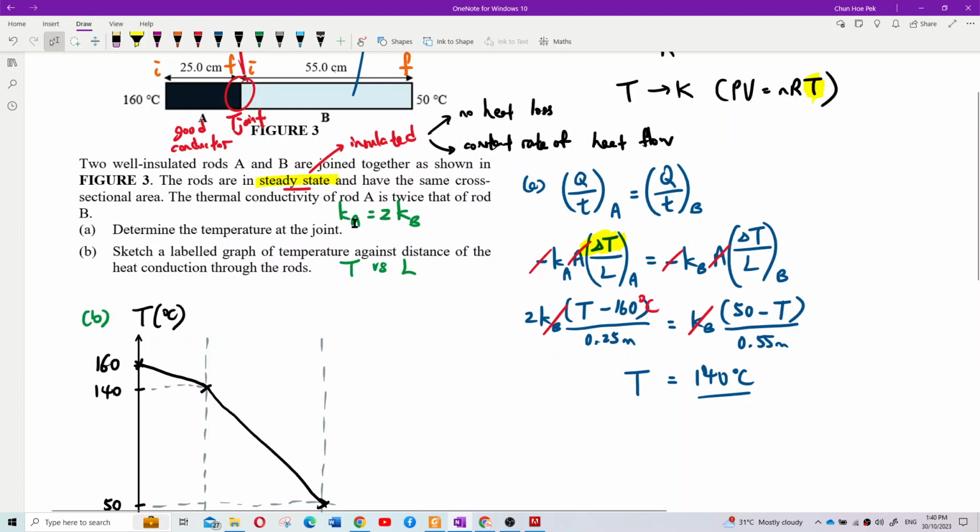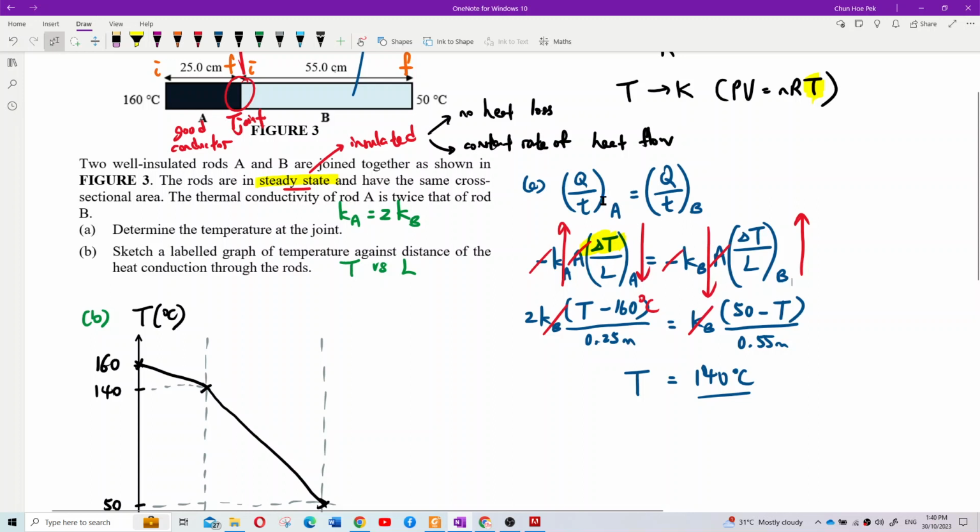So when K is big for the good conductor, the other K is smaller. To balance both sides, when the K value is high, the gradient is low. And if K is low, the gradient is high. Understand? Give a thumbs up if you understand. Good conductor means big K. Bad conductor means small K.